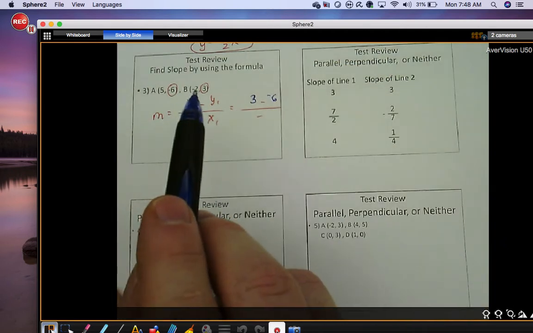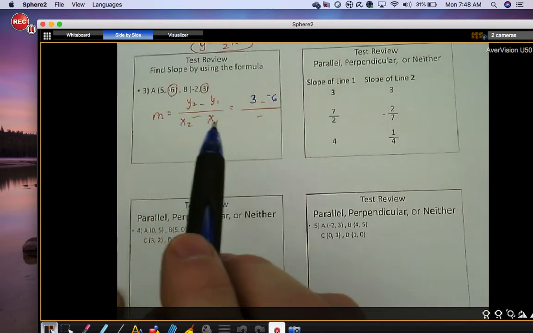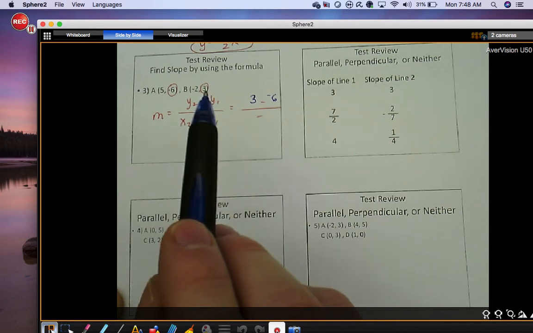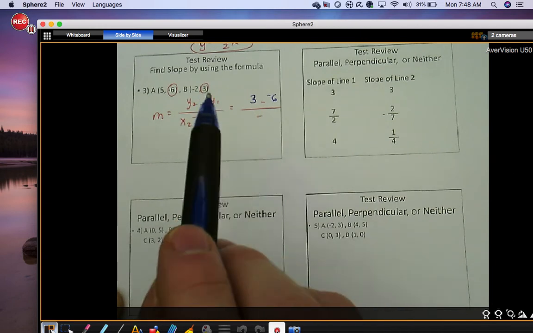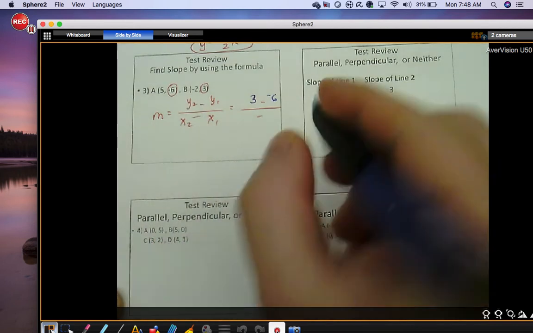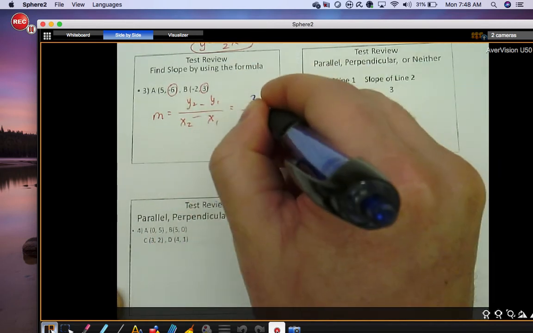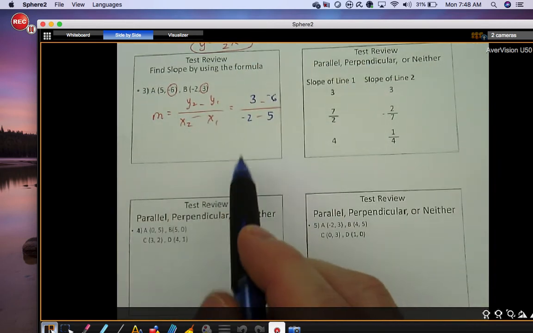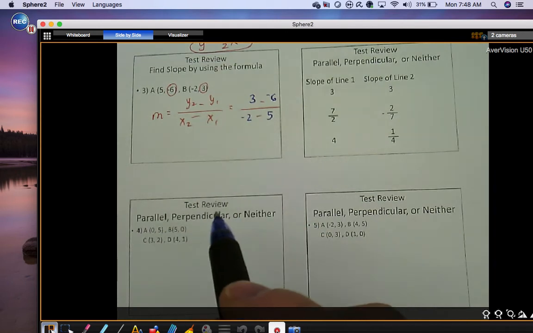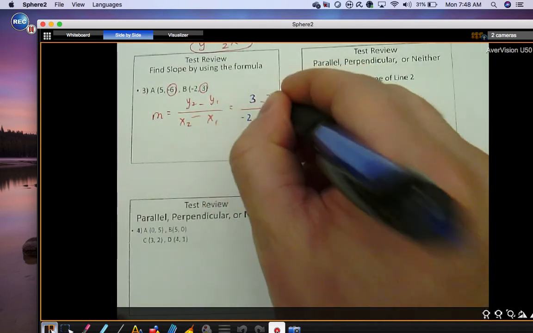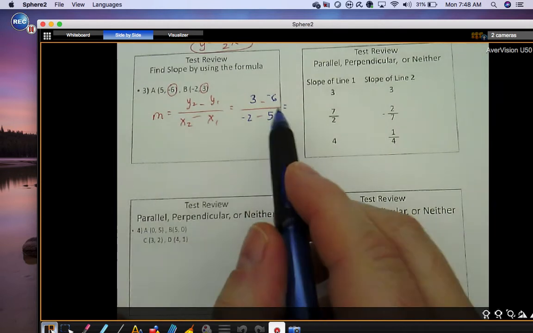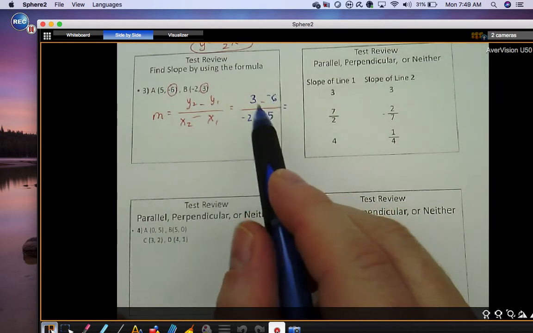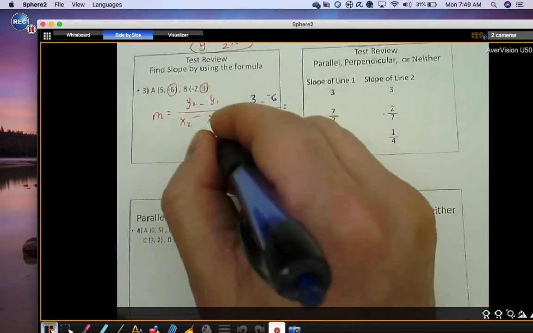The x values are the other numbers. Make sure you go in the same order. If this was the y that you chose to put first, make sure that's the x that you put first. So the x's are negative 2 and 5. You can write those down in that order. And then just simplify. 3 minus negative 6, that's like 3 plus 6.